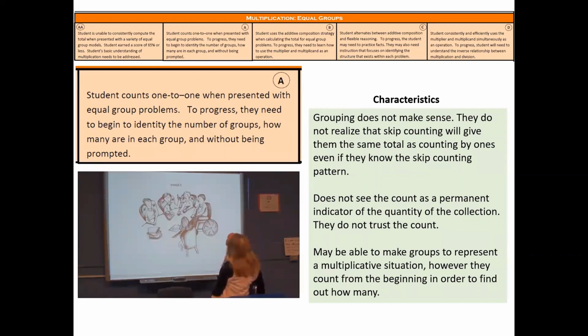And remember, she can skip count by 5s because we tested her earlier and she proved she could skip count by 5s, which many kids could. But she has a perfect situation to apply that, and she's not.